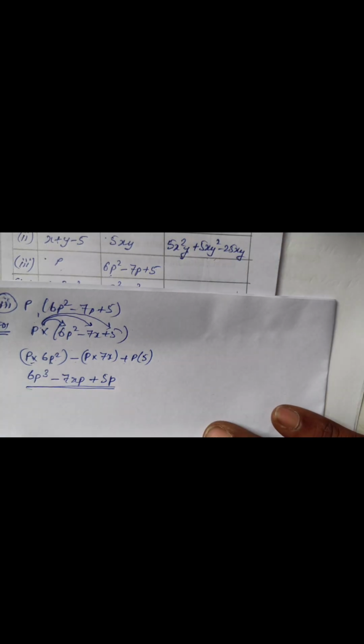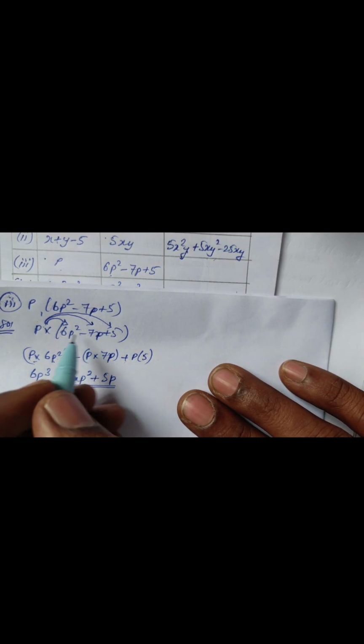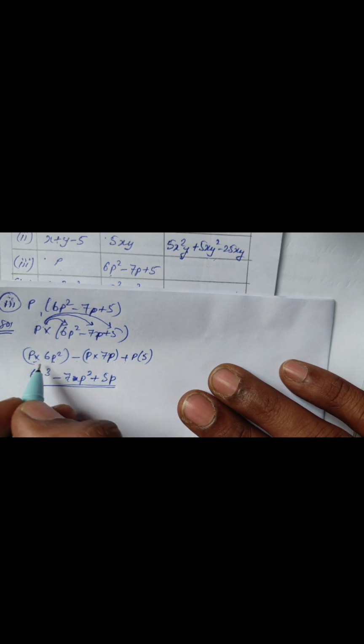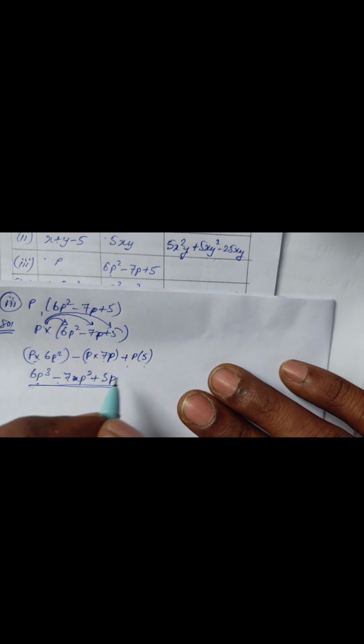So how do we find a product of this? Here they have given the third one. So now we will multiply p with the 6p square first, then again with the 7p, then again with the 5. So I will write it down here: p into 6p square, minus as it is p into 7p, plus as it is p into 5. Therefore we will get 6p square into p is 6p cube, minus sign as it is, 7p into p is 7p square, plus 5p is the answer. The answer is 6p cube minus 7p square plus 5p.